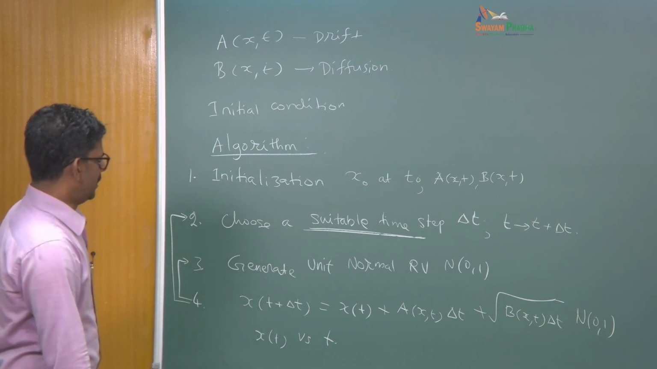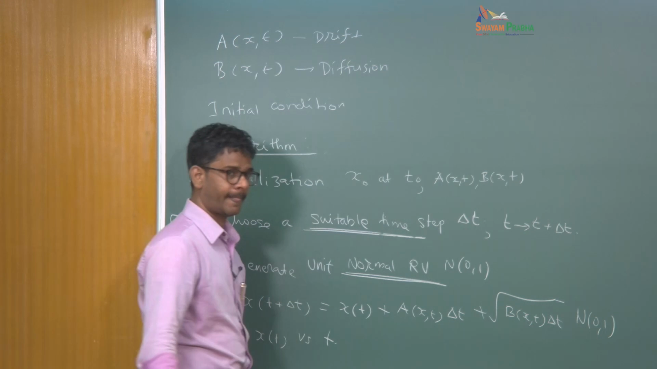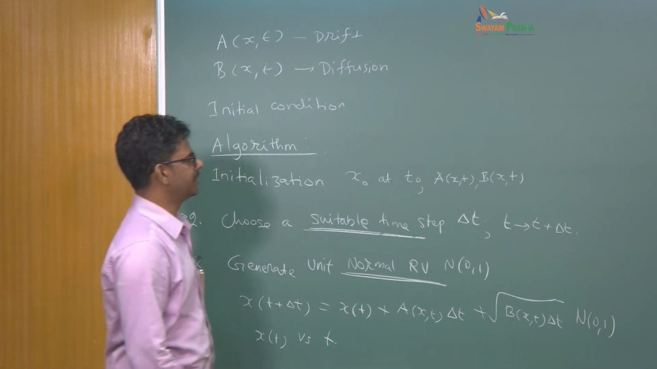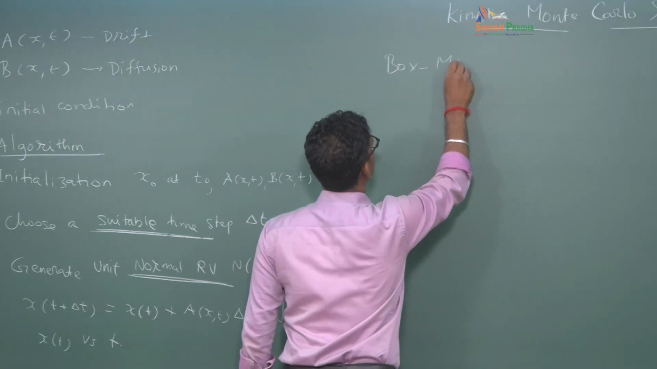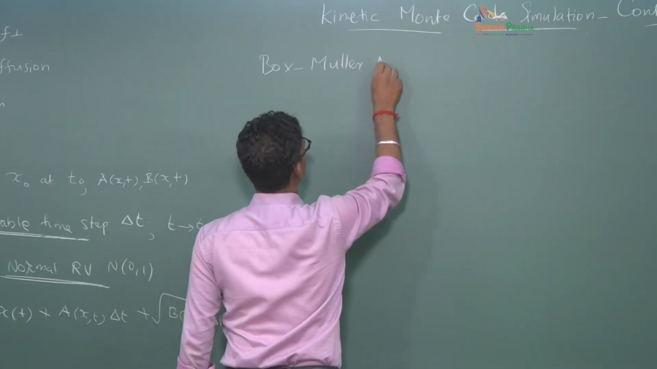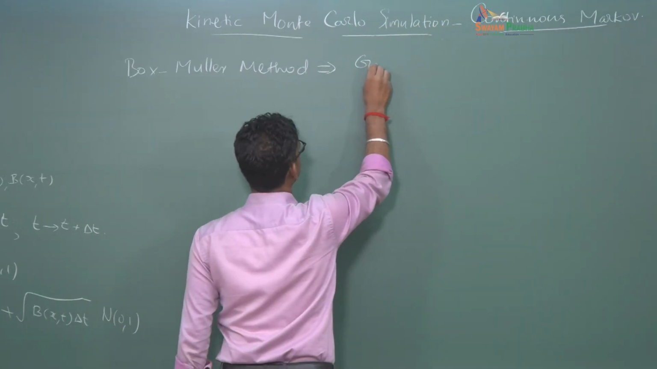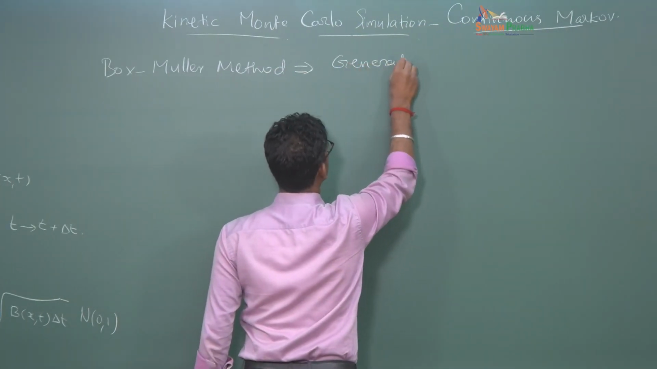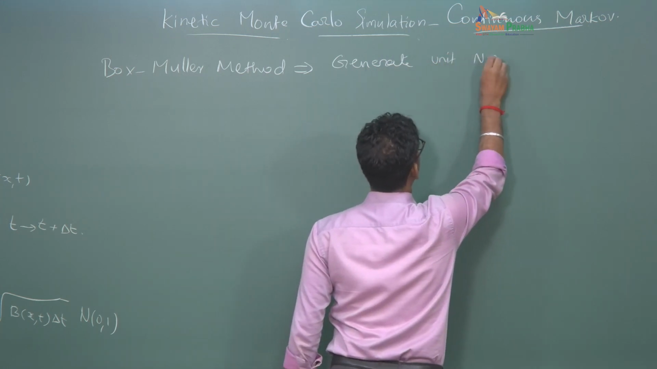Now if you ask me how did we do this, we talked about the Box-Muller method. So this is to generate a unit normal random variable.